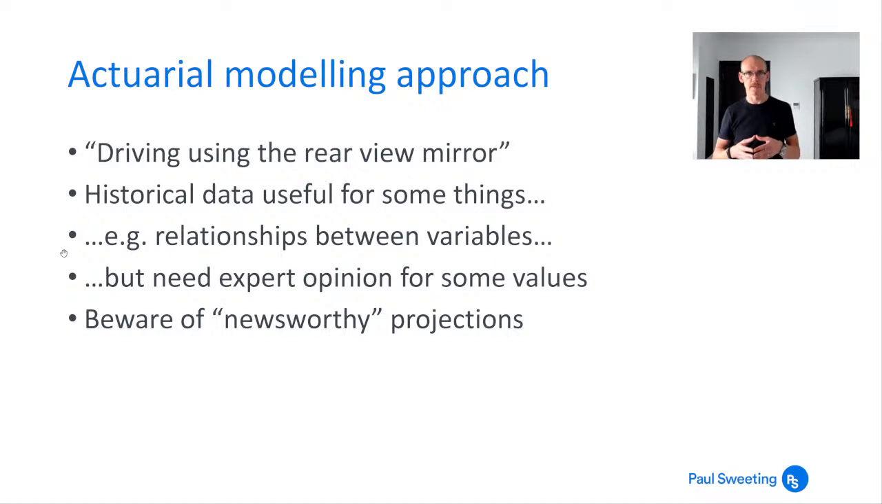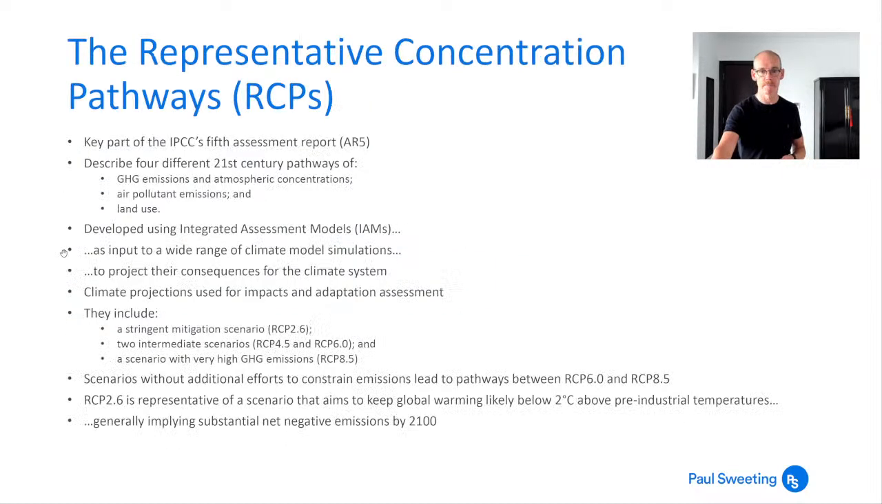Rigorous, peer-reviewed academic evidence is much more useful. And if you can have that curated somehow, put together, which is what the IPCC does to an extent, that can be a very useful approach. So one of the things that the IPCC did in its fifth assessment report was to come up with things called the representative concentration pathways. And these described 4 different 21st century pathways of greenhouse gas emissions and atmospheric concentrations, air pollutant emissions, and land use.